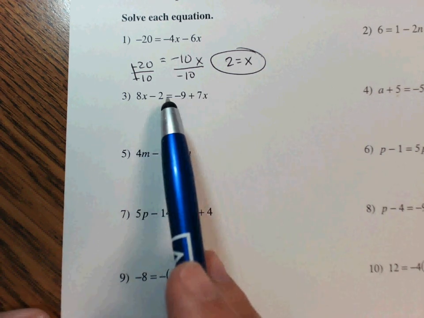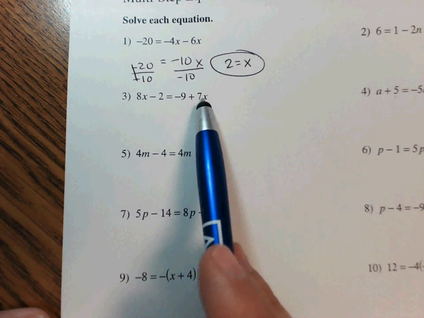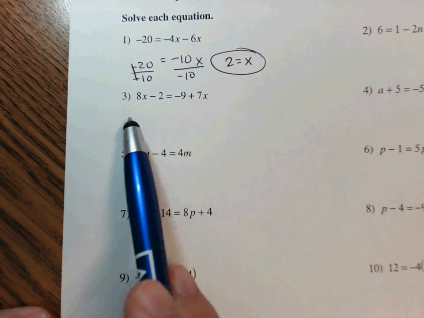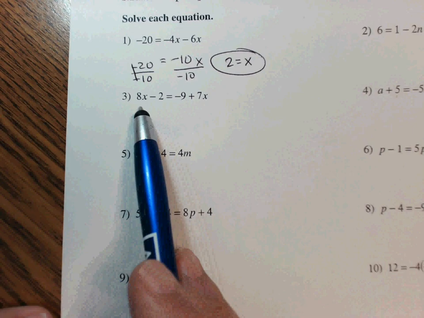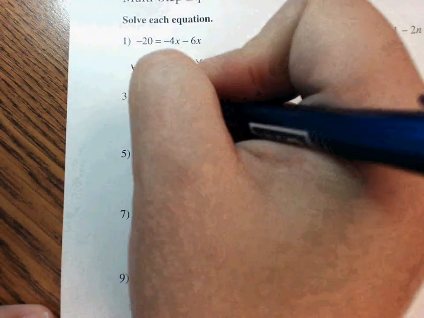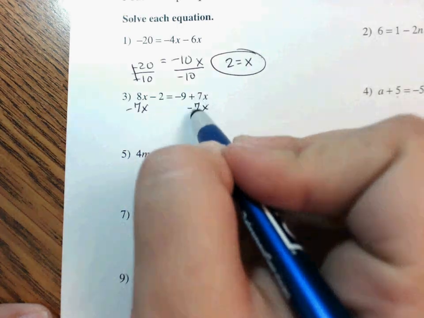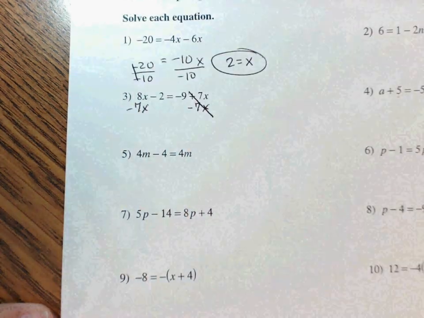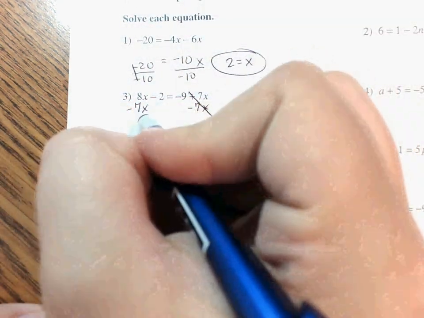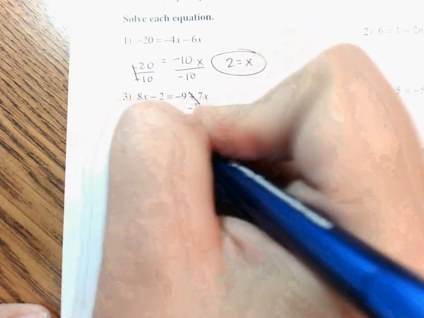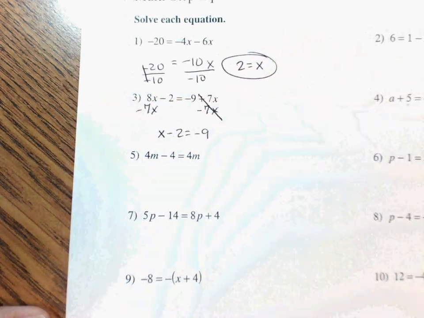When you are moving it across the equal sign, you have to subtract. You're going to do the, not always, but you're going to do the opposite of whatever it is. So if it's positive, we are going to subtract. Because again, the reason we're doing that is the inverse so that they will cancel out. So we have 8x minus 7x gives us x minus 2 equals negative 9.